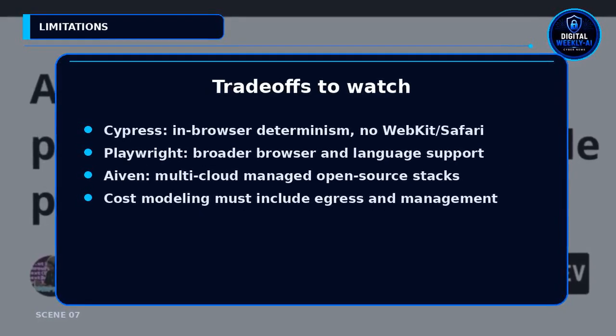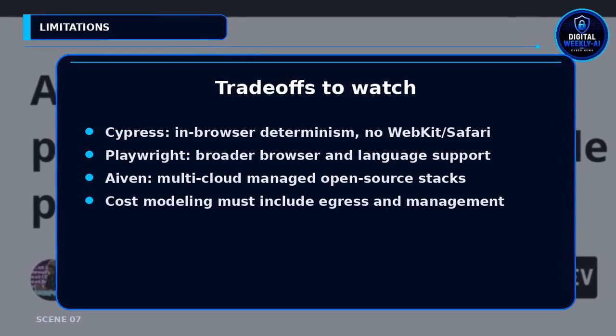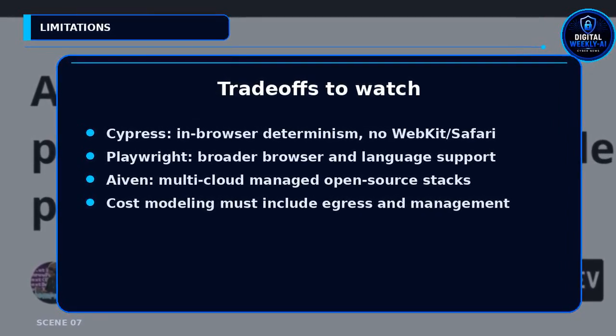Cypress runs tests inside the browser run loop. That reduces flakiness and enables time-travel debugging, but Cypress does not drive WebKit or Safari and struggles with multi-tab tests. Playwright supports Chromium, Firefox, and WebKit, and multiple languages.